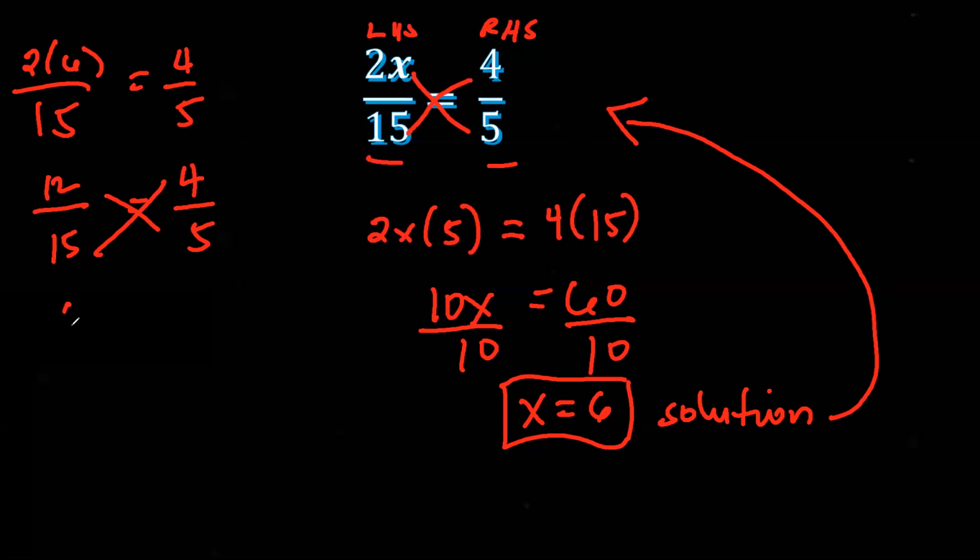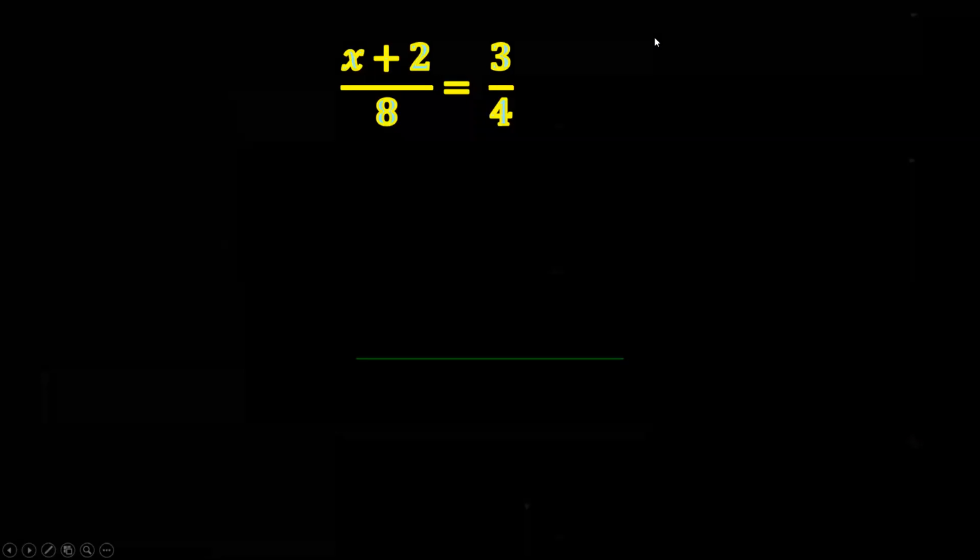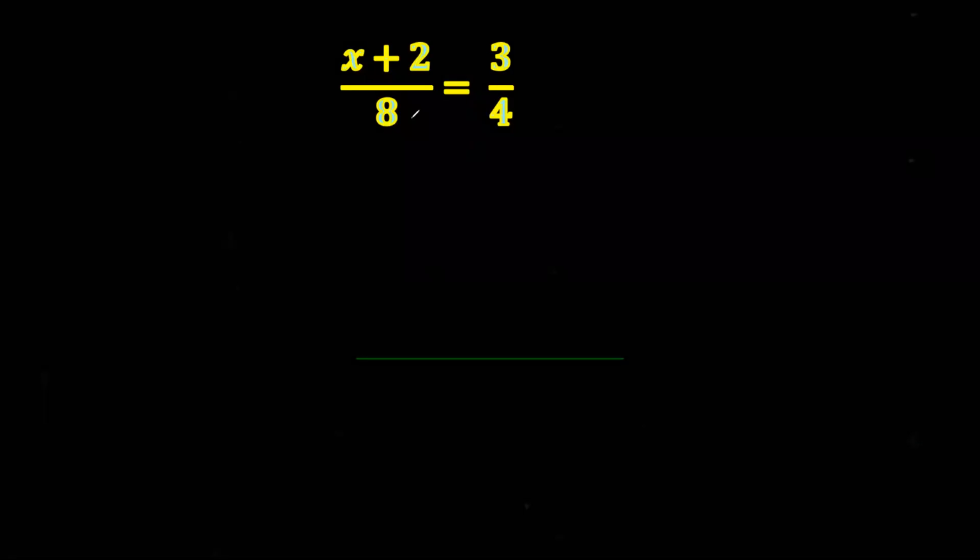So 12 times 4, that's 60. 15 times 4, that's also 60. So they are equal. Therefore, the solution x is equal to 6 is true. Another example, we have x plus 2 over 8 is equal to 3/4. So there's only one expression on the left hand side and one expression on the right hand side. So therefore, we can apply the cross product.